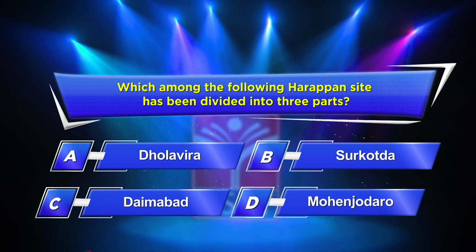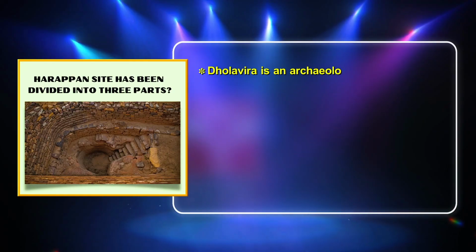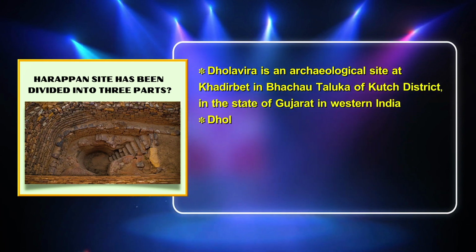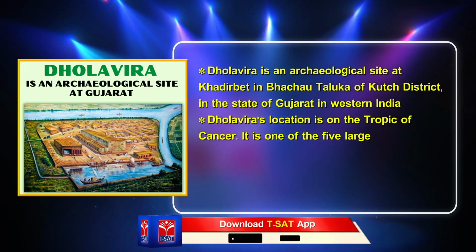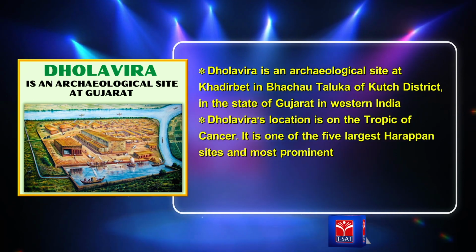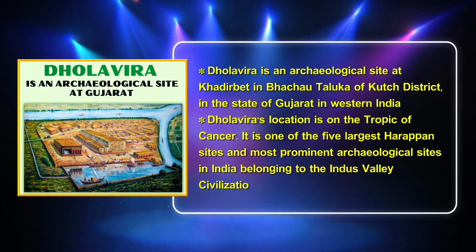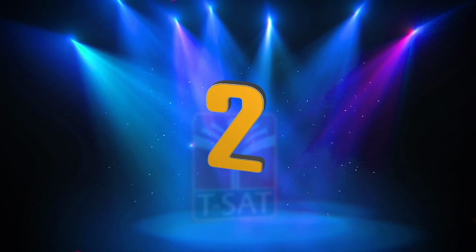The correct answer is Option A, Dholavira. Dholavira is an archaeological site at Khadir in Bhachau taluka of Kutch district in the state of Gujarat in western India. Its location is on the Tropic of Cancer. It is one of the 5 largest Harappan sites and most prominent archaeological sites in India belonging to the Indus Valley civilization.